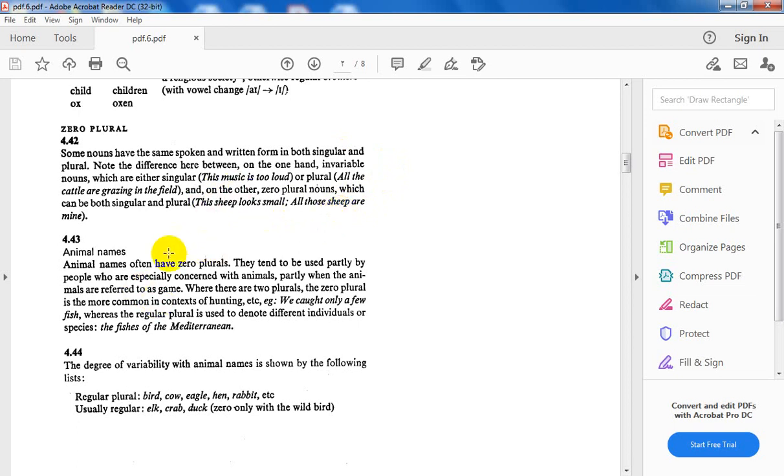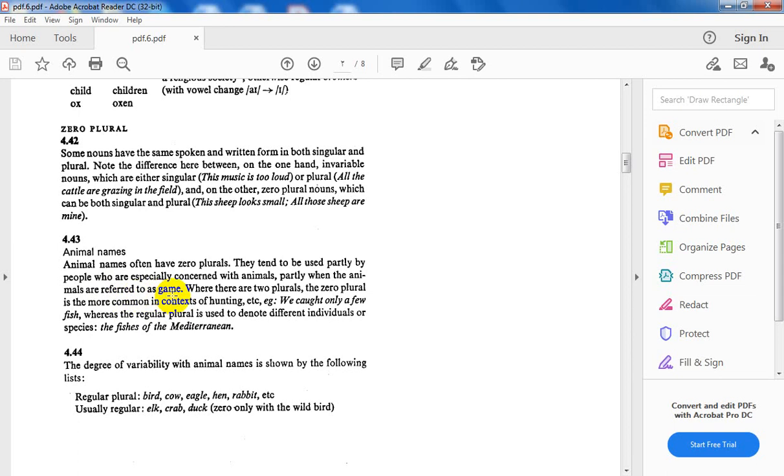Let us see what the categories of nouns are that adopt zero plural. Animal names. The first one, animal names. Animal names often have zero plurals. They tend to be used partly by people who are especially concerned with animals, partly when the animals are referred to as the game.